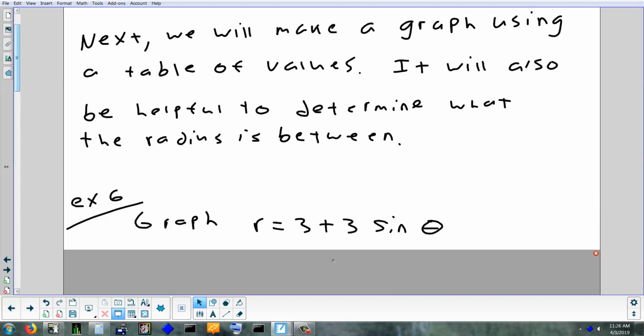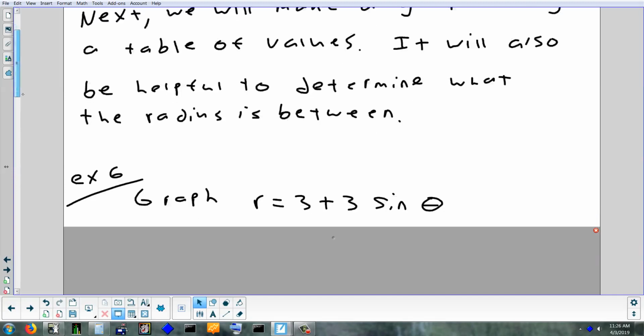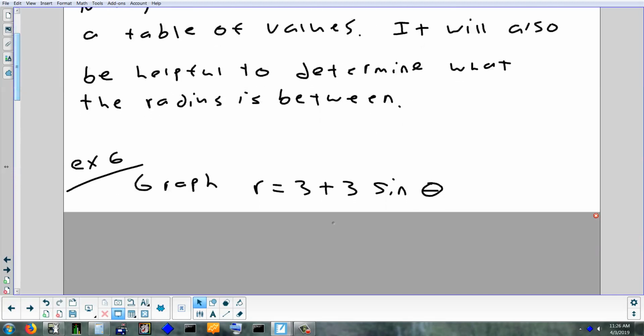Now that's a common pattern: a number plus the number times theta. There's a name for that. Okay, I'll tell you what the name is after. Or if I do a good job drawing it, you might be able to see what it looks like, and then the name will make sense.